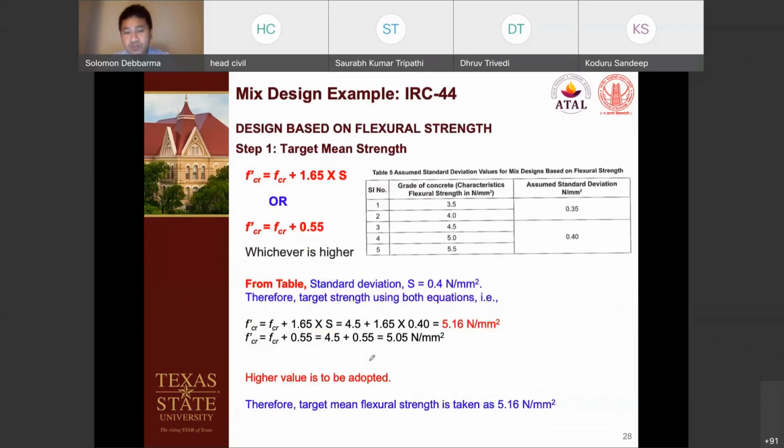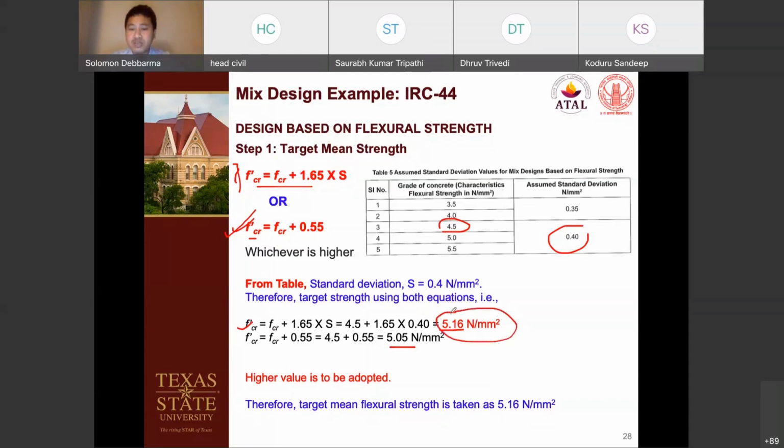So the first step, like we have discussed earlier, is that we need to select a target mean strength. So we have two equations. This is one equation. This is the second equation. So based on these equations, the flexural strength, and the standard deviation, if I want to design for 4.5 MPa, I need to assume a standard deviation of 0.4. So using equation 1, it gives us 5.16 Newton per mm square, and using equation 2, it gives us 5.05 Newton per mm square. So obviously 5.16 is higher than 5.05, which means that 5.16 is the target mean strength.